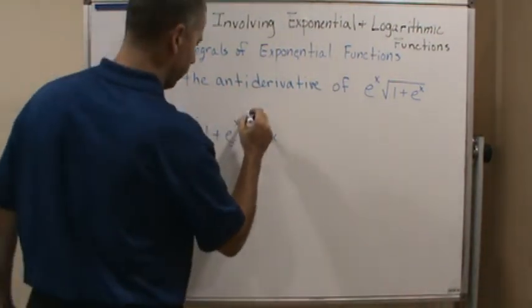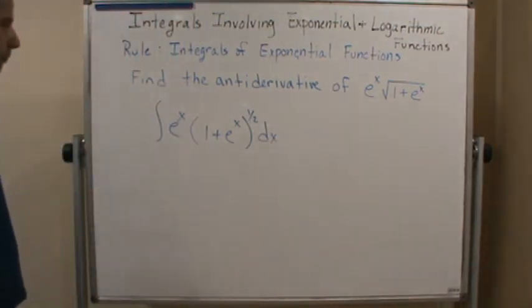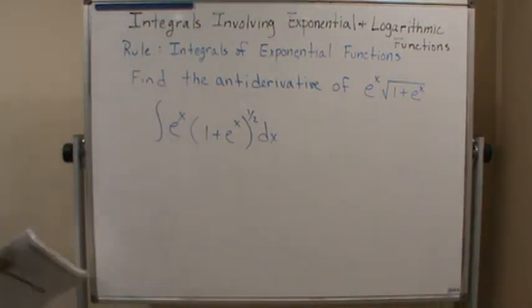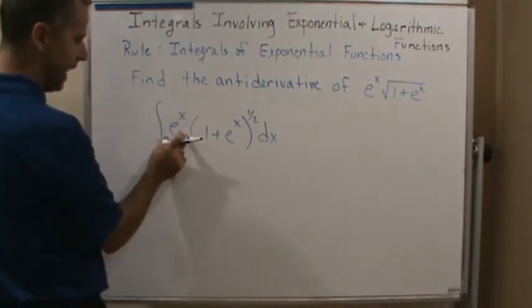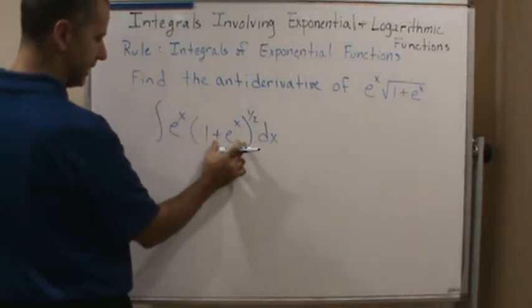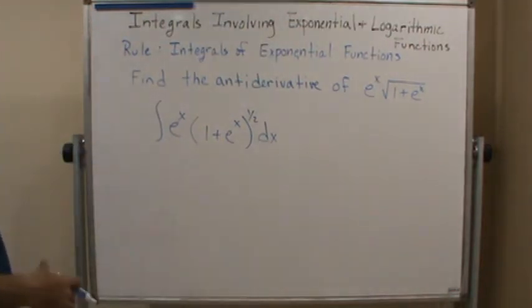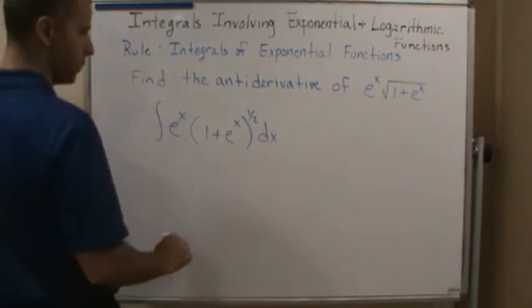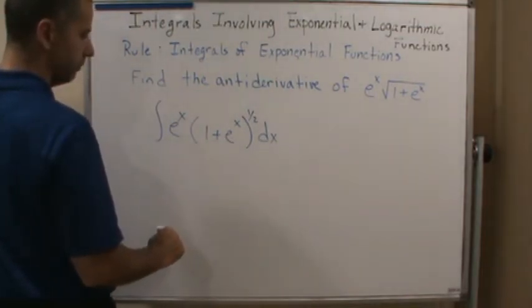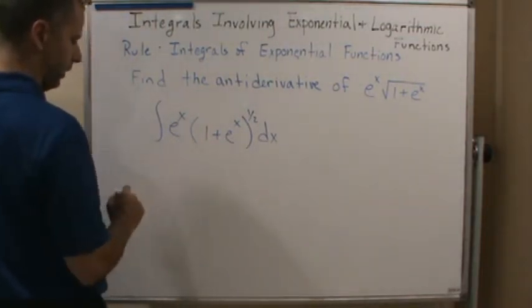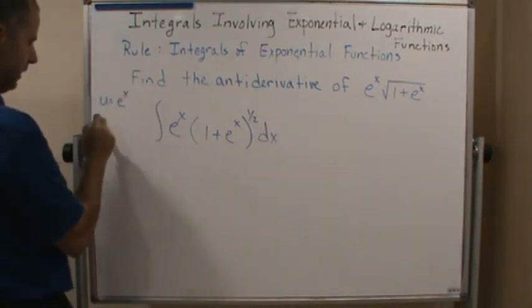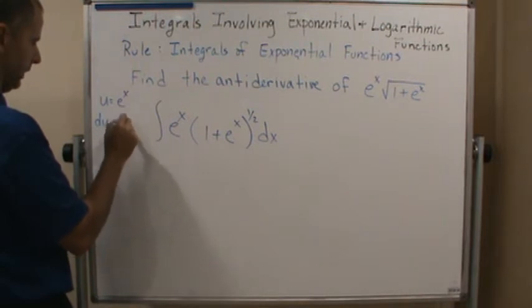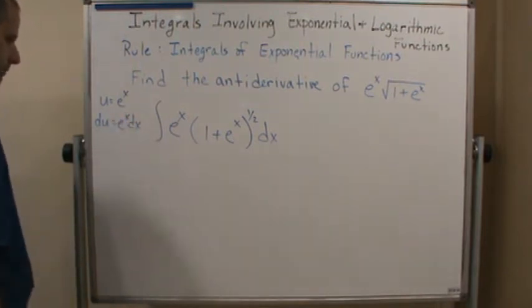So this is going to be written as 1 plus e to the x to the 1/2. Now I'm going to do a u substitution. Why? Because I've got this e to the x out here, and I've got this e to the x in here, and we know that the derivative of e to the x is e to the x, right? So let's do that. I'm going to make u equal to 1 plus e to the x, and then of course du will equal e to the x dx.